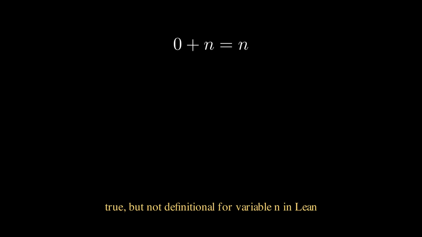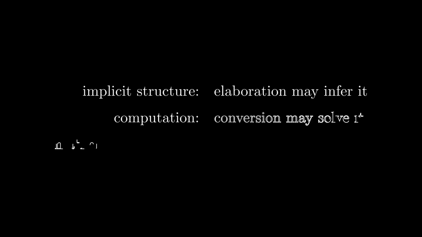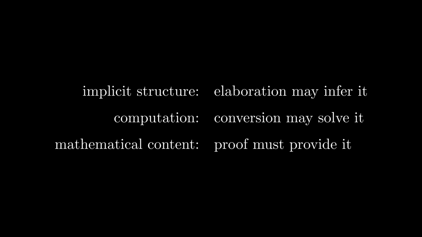Elaboration is powerful, but it is not a theorem prover for every true statement. In Lean, n plus 0 and n minus n reduce by definition. But 0 plus n has the recursion on the wrong side, so a variable n usually needs induction or a library theorem. This is the practical split. Elaboration fills structure. Conversion handles computation. Proofs carry mathematical content. When the system asks you for more information, it is usually because one of those boundaries has been reached.